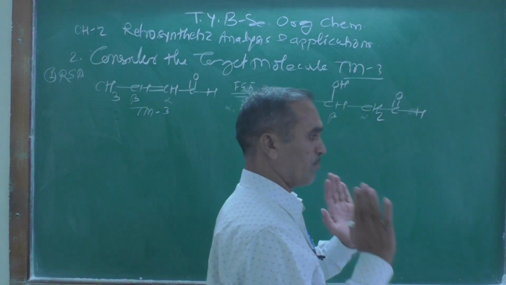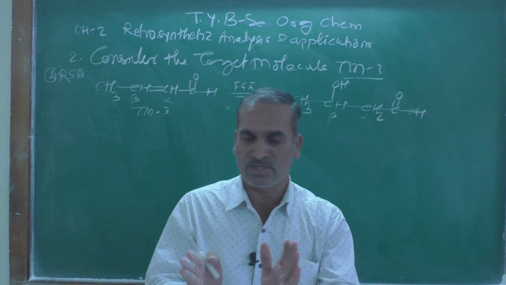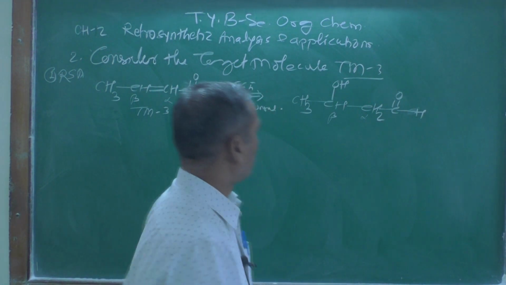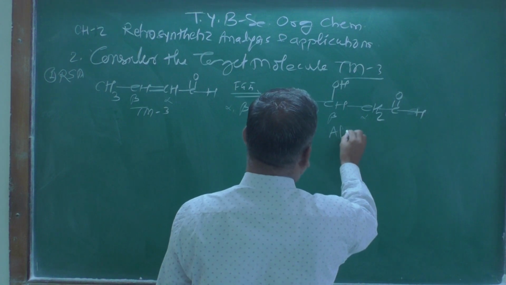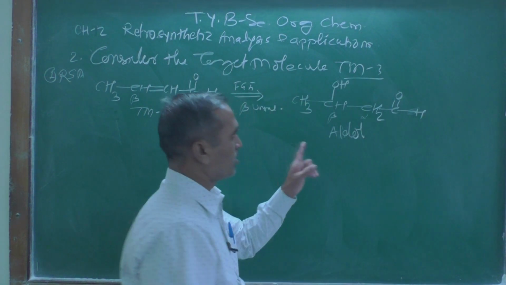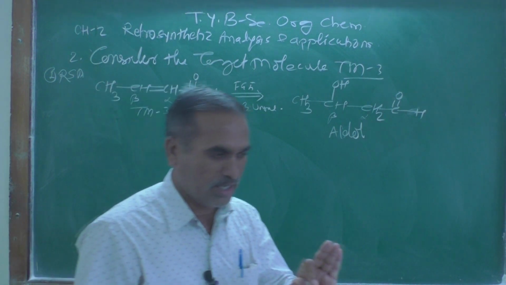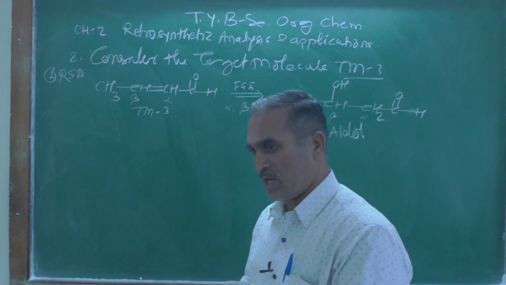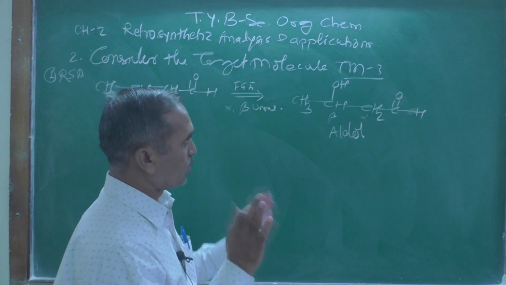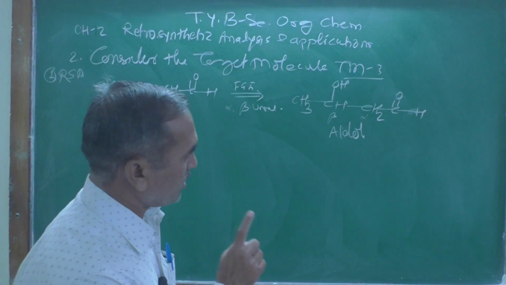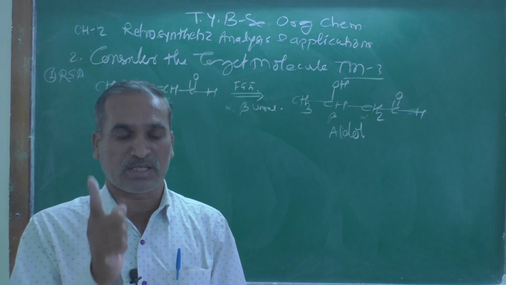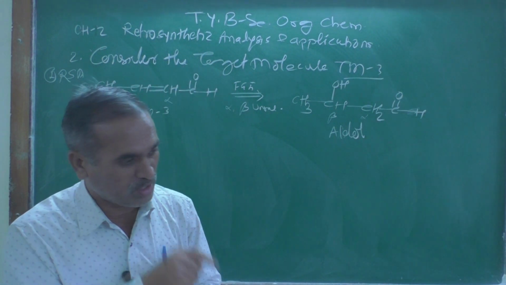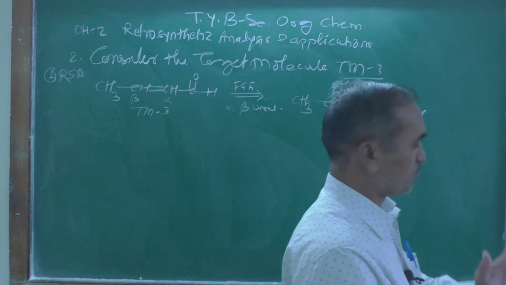Aldol is a scientist's name. He first discovered or synthesized that compound, and therefore in honor of him the compound is known as aldol, and aldol is nothing but a beta hydroxy aldehyde or ketone. That type of organic compound is known as aldol. And once you have the aldol, it is just like a one group disconnection. One group disconnection means one functional group disconnection approach if you use it here.